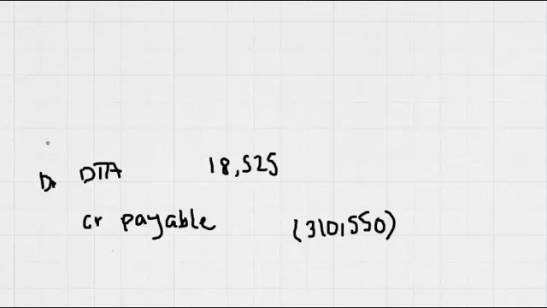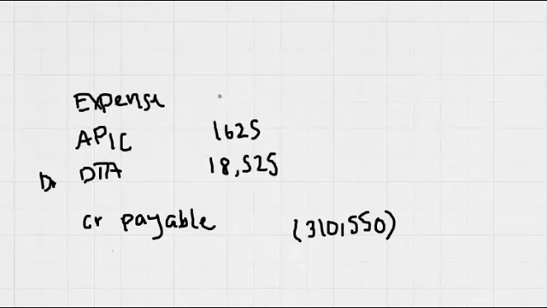We're going to debit APIC by this amount, 1625, and the remaining amount is going to be our expense. We have expense of $290,400. And there it is. Alright, so now on to Fed.